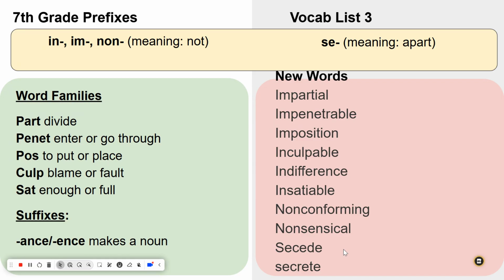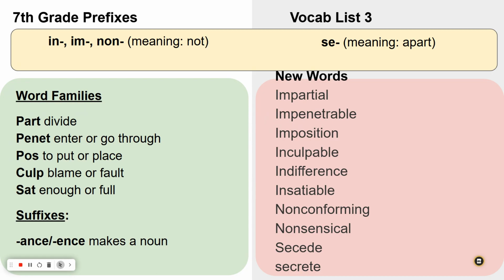D, dis, and diff also made a word mean its opposite. And then se, which means apart, also feels very similar to our prefixes that mean away, like ab and af from list 1.